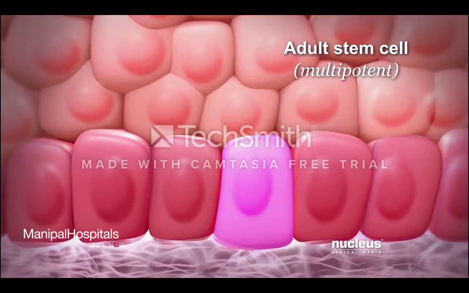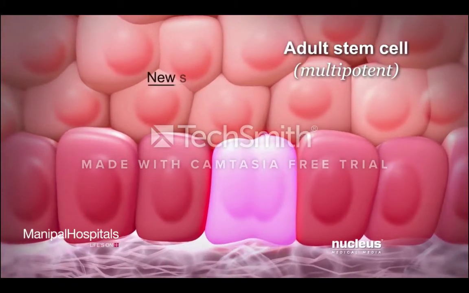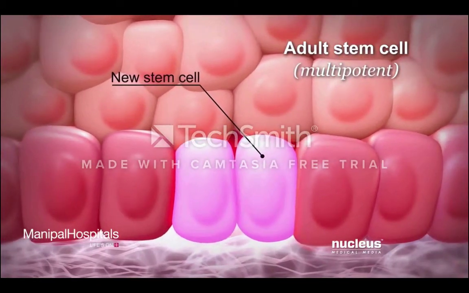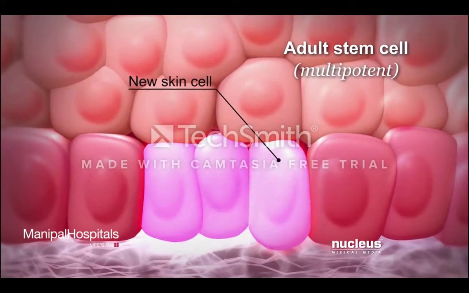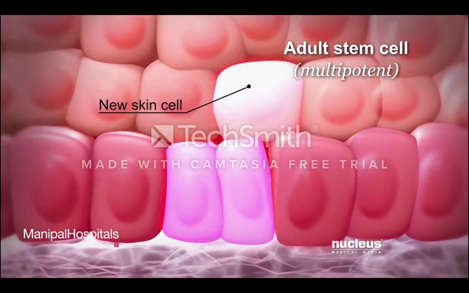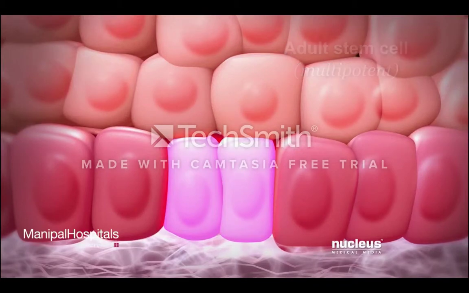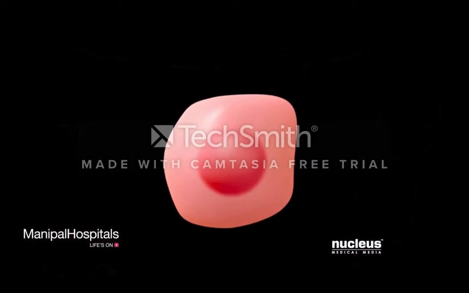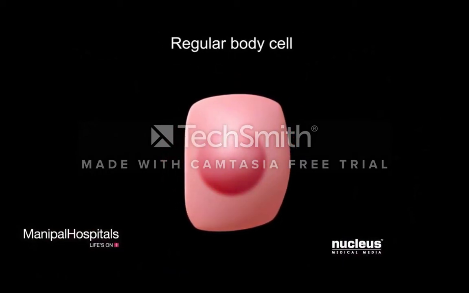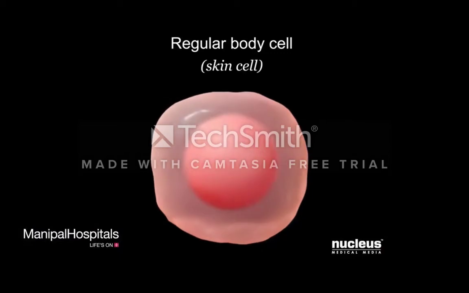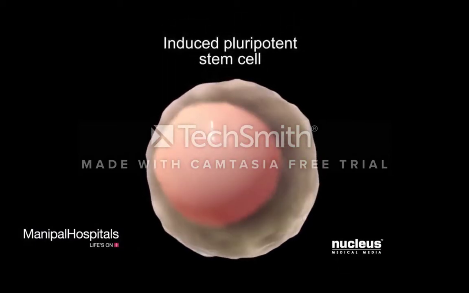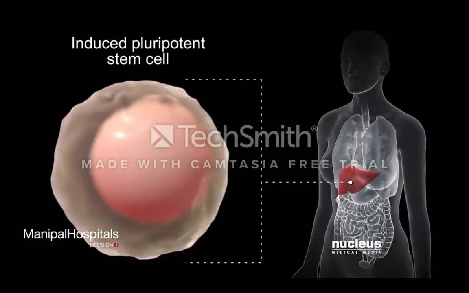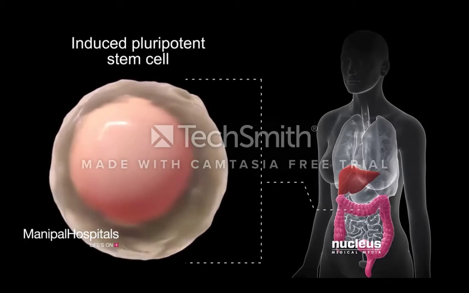For example, the skin contains a small number of adult stem cells that can divide to create new skin adult stem cells. Or they can become more specialized skin cells to replace those that are lost due to cell aging or damage. In the lab, scientists can now induce or cause a regular body cell, such as a skin cell, to change into a pluripotent stem cell. Like embryonic stem cells, these induced pluripotent stem cells can become any type of cell in the body.